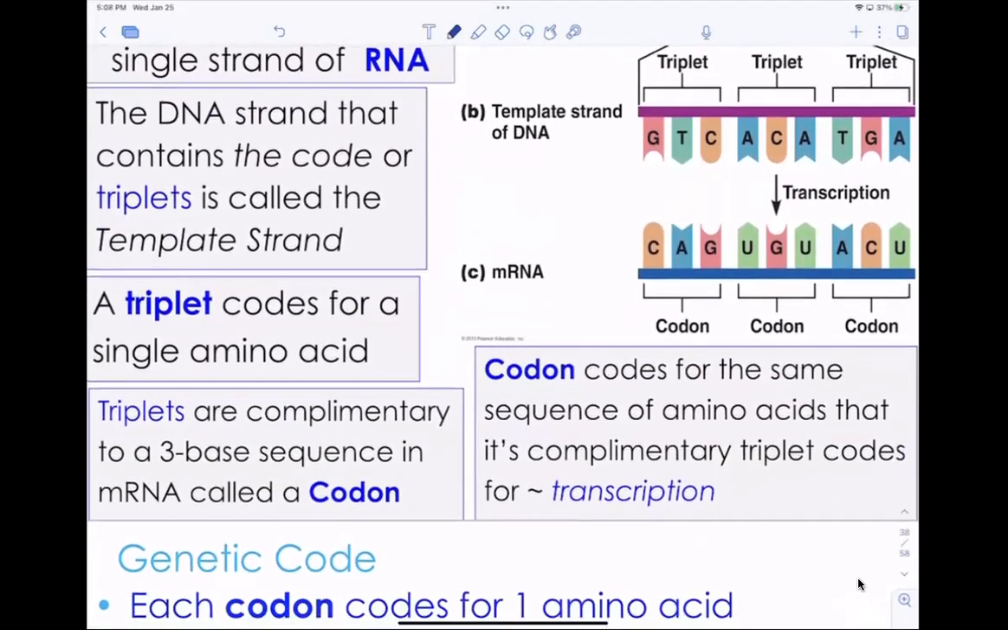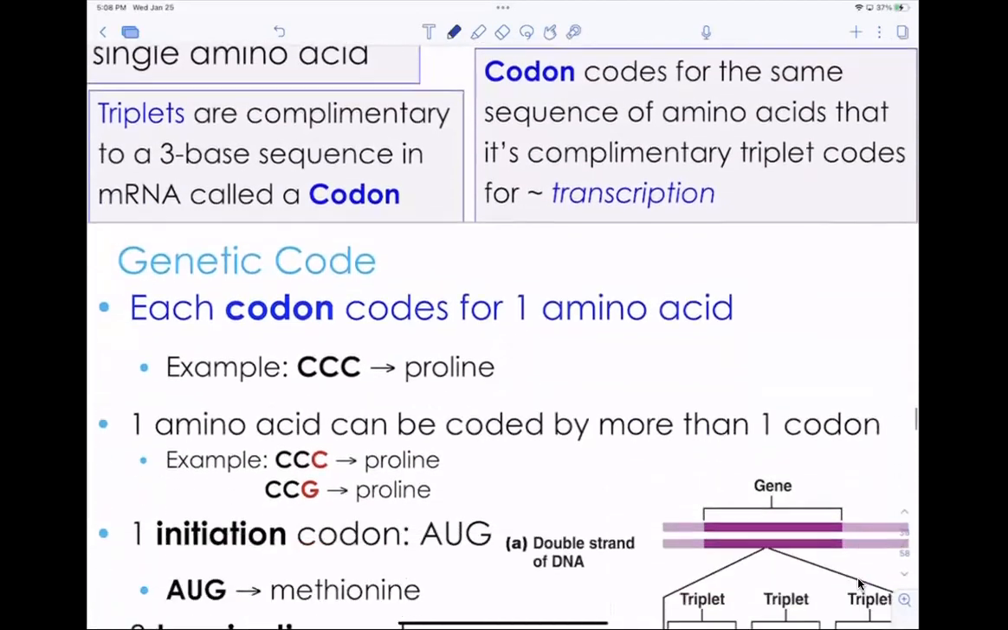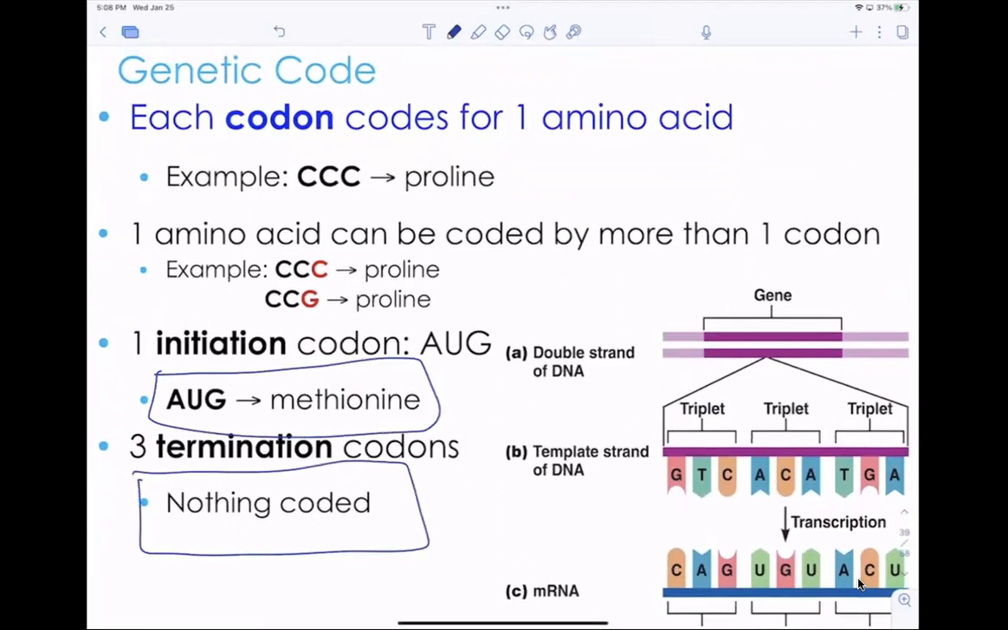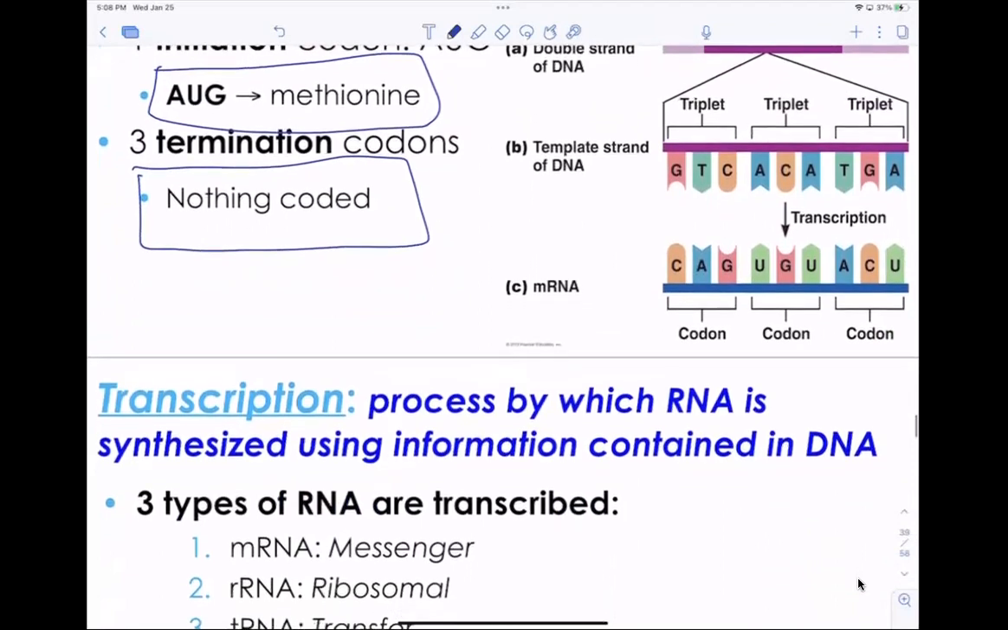Again, understand what a triplet is, understand what a codon is. Now, each codon codes for one amino acid, but one amino acid can have several codons that call for that amino acid. In addition, there's always an initiation codon, which says this is where the protein starts, and a termination codon, which says we are done building this protein. So both transcription and translation know when to start and stop.